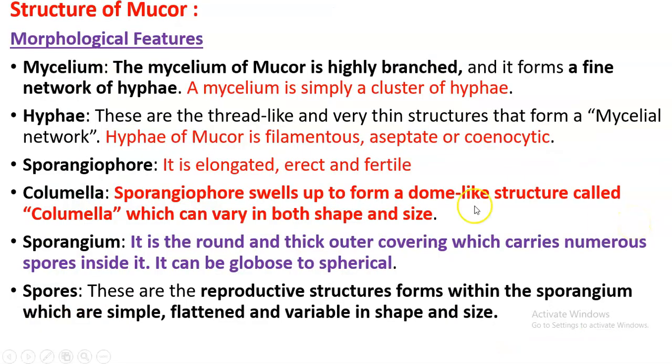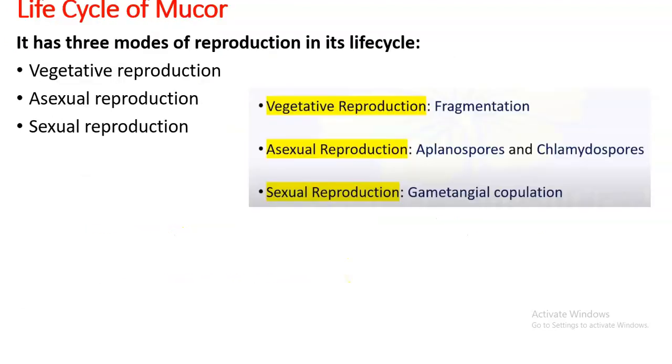If they are asking a question on the structure of any genus, this is the way you have to write. You can write about the mycelium. These are highly branched, fine network of hyphae. These are filamentous in nature, aseptate or coenocytic. You can write about the sporangiophore, elongated, erect and fertile. Then you can write about the columella, which is dome shaped. Then you can write about the sporangium. Sporangium means from the sporangiophore, the tip will be swollen and form the sporangium. These things we have already discussed. Then you can write about the spores as well.